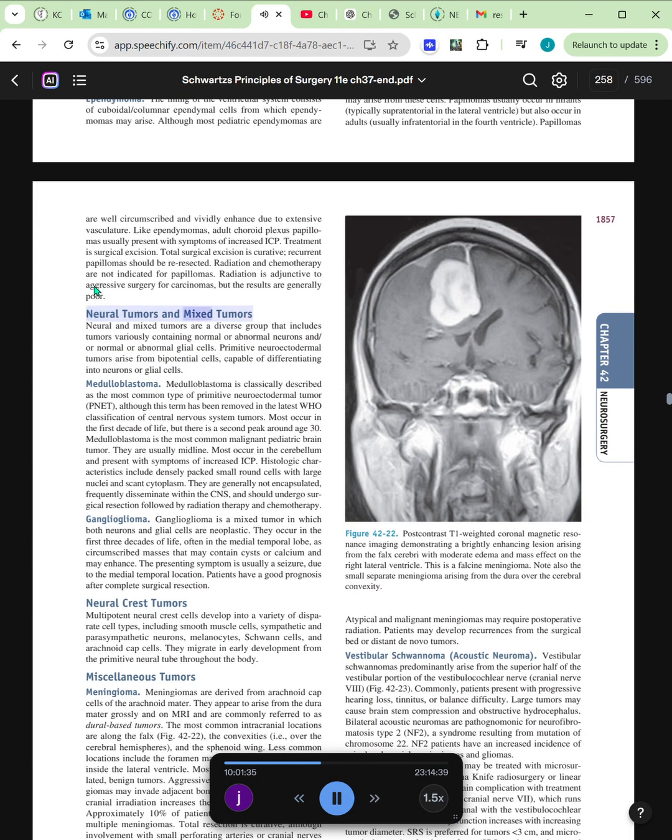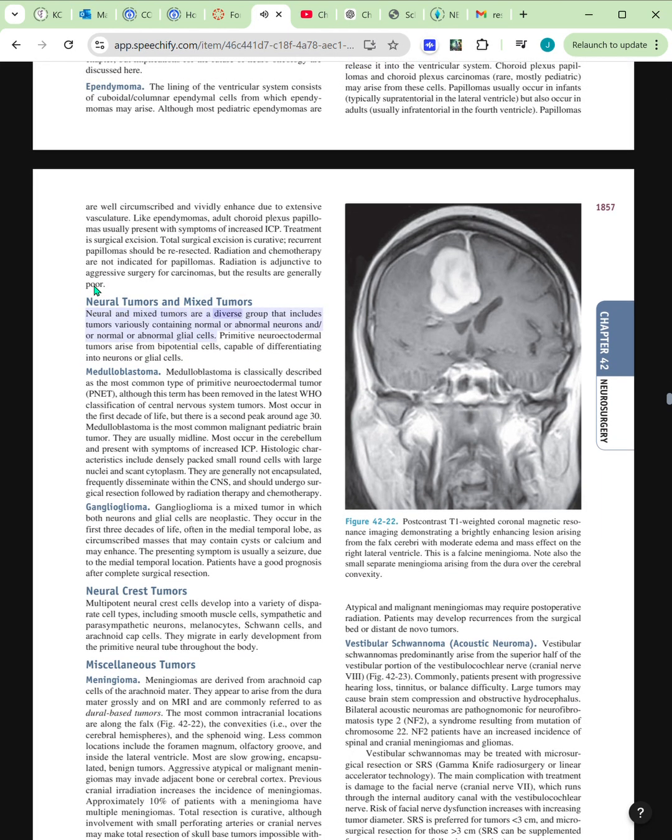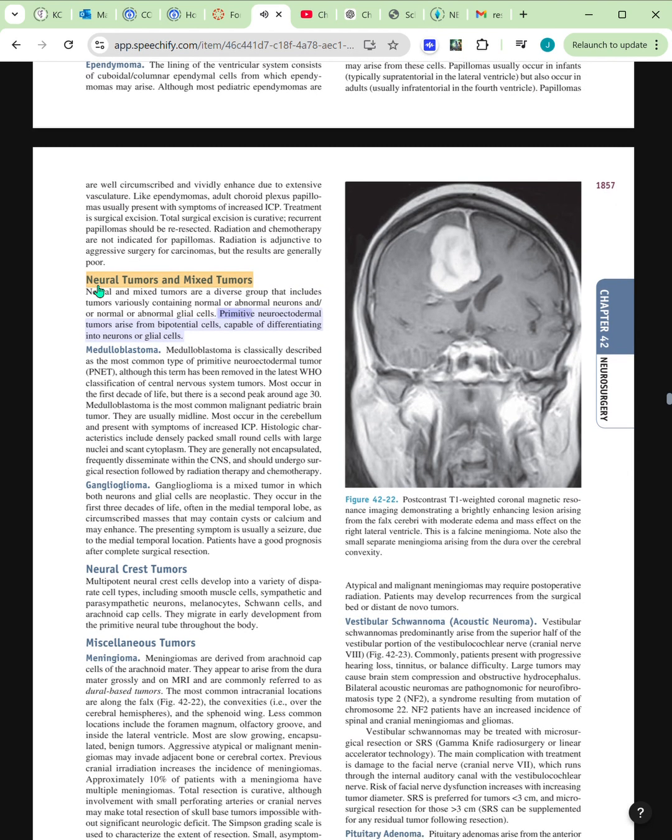Neural tumors and mixed tumors. Neural and mixed tumors are a diverse group that includes tumors variously containing normal or abnormal neurons or normal or abnormal glial cells. Primitive neuroectodermal tumors arise from bipotential cells capable of differentiating into neurons or glial cells.